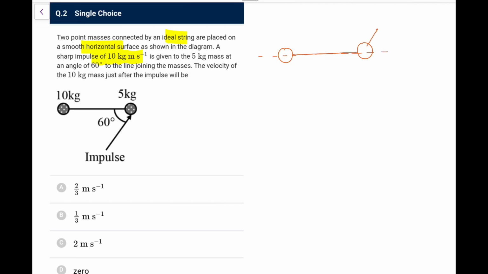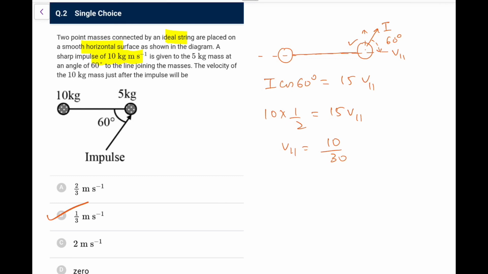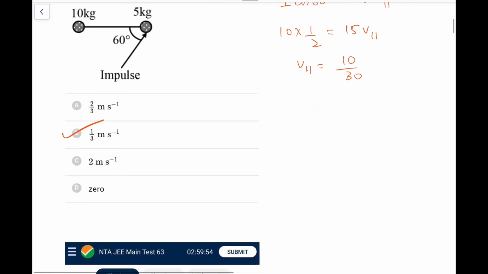So now the impulse which is being imparted, its component along this length would be I cos 60 degree, equal to 15 times v, let's say v parallel along the string, and the rest will give the perpendicular velocity only to this 5 kg, but v parallel would be the same for all. So I is 10, cos 60 is 1 by 2, that equals 15 times v parallel. So v parallel comes out to be 10 by 30, so it is 1 by 3 meter per second. So we will go for option B. The speed of the 5 kg will be different, it will also have that perpendicular component.